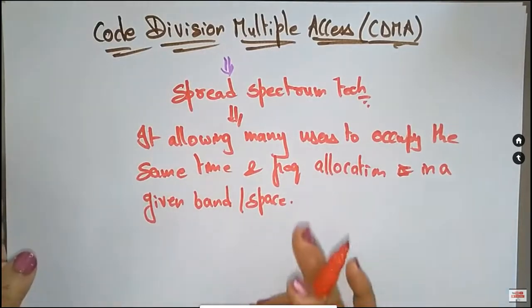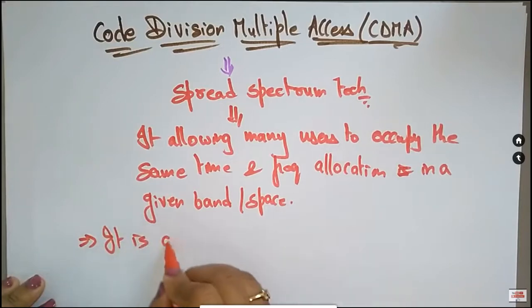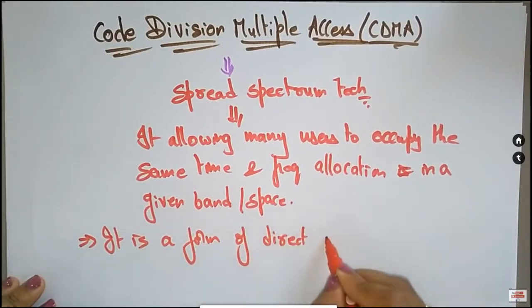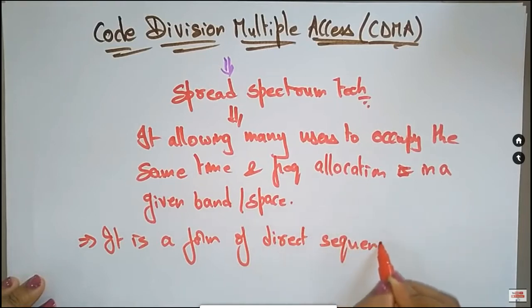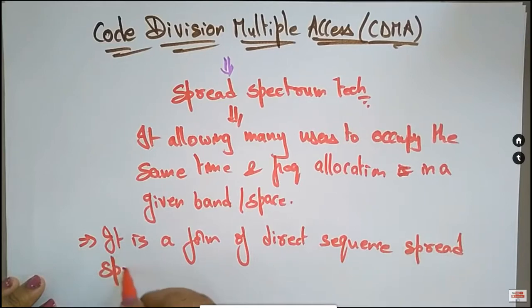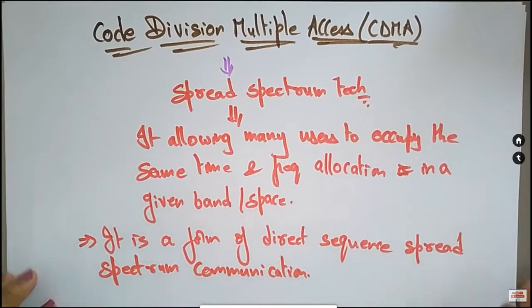So it is a form of direct sequence spread spectrum communication. So we call CDMA a direct sequence spread spectrum communication.